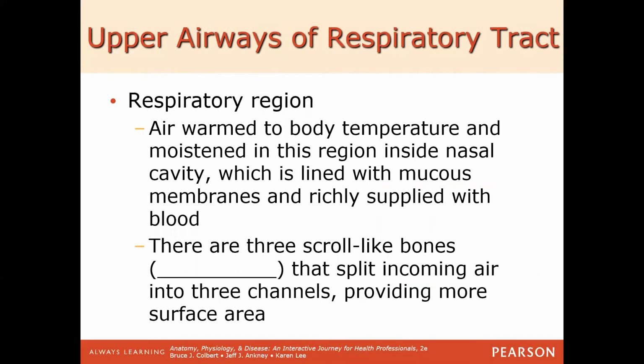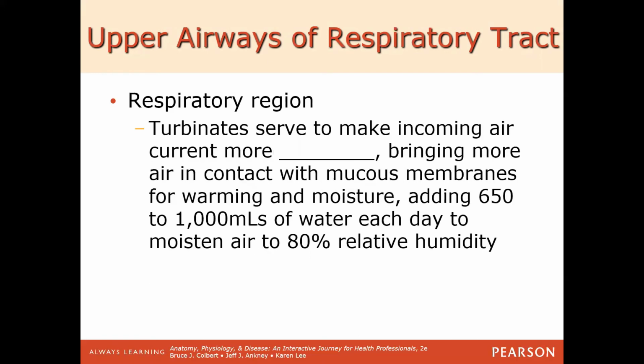The respiratory region is where air is warmed up to body temperature and moistened inside the nasal cavity. It's lined with mucous membranes and has a rich blood supply. There are three scroll-like bones called turbinates that split the incoming air into three channels, providing more surface area for things to be trapped, for things to cross over boundaries, and so on.